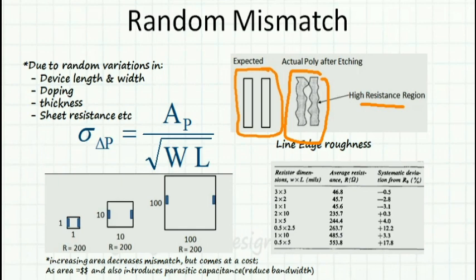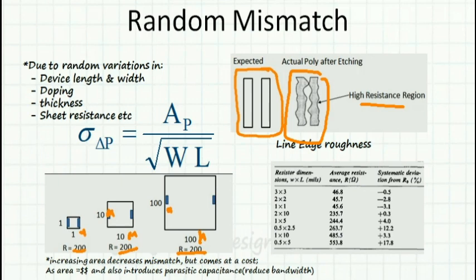Now, let's try and understand. If I need a resistor of 200 ohms, I can get that resistance by using 100 micron by 100 micron area, or I can even reduce the area to 10 micron by 10 micron. I still get 200 ohms, or I can even reduce it further to 1 micron by 1 micron. I still land up with 200 ohms. But which is better here?